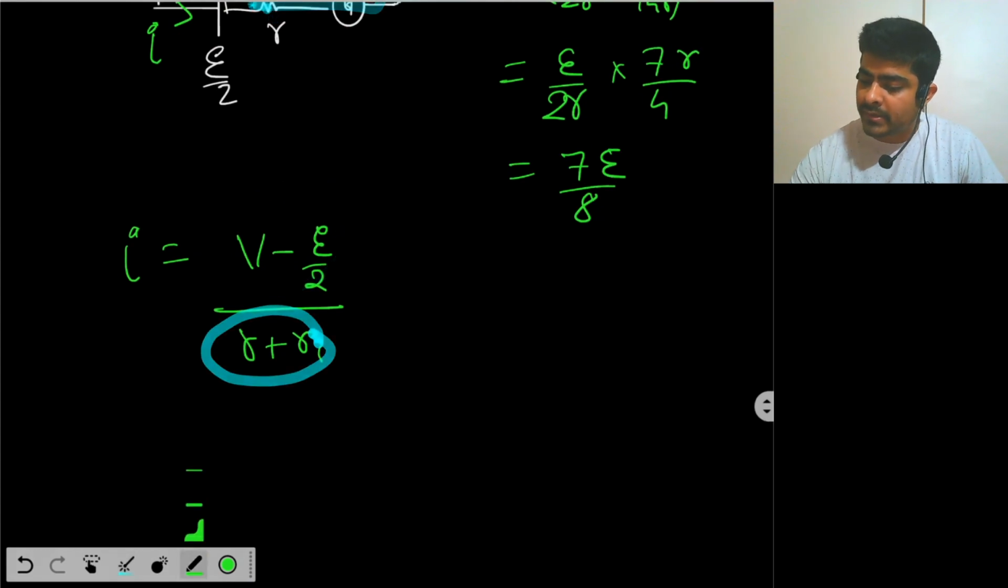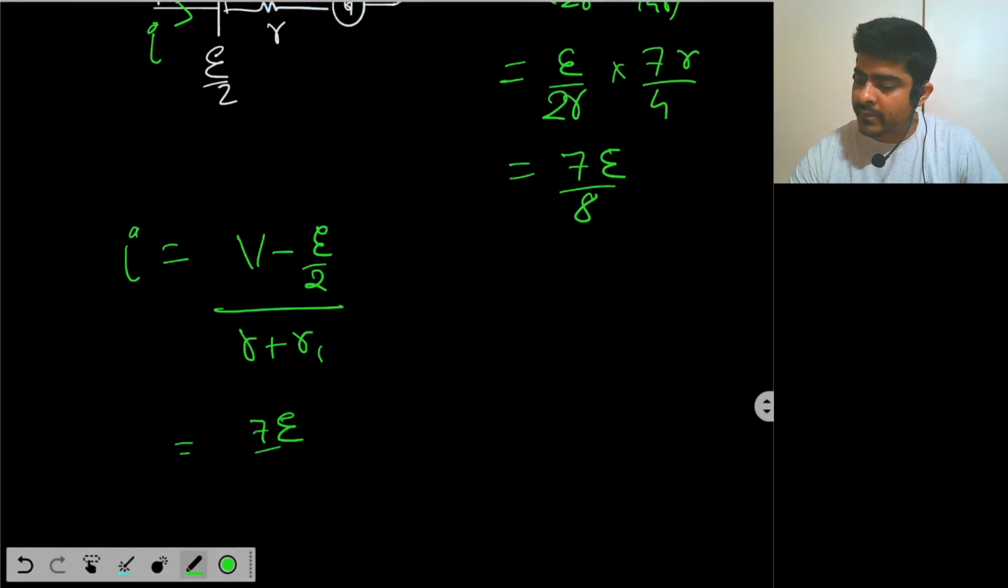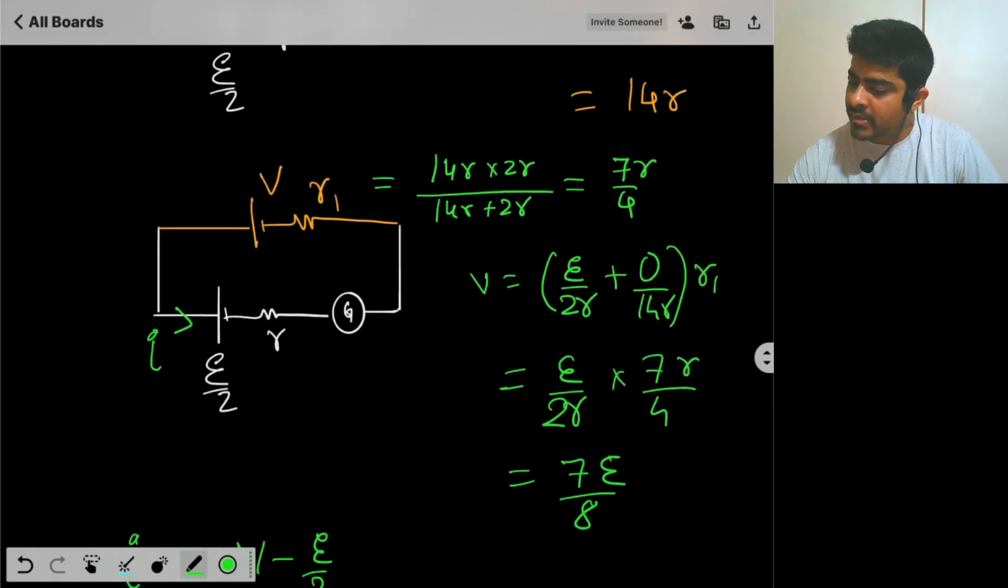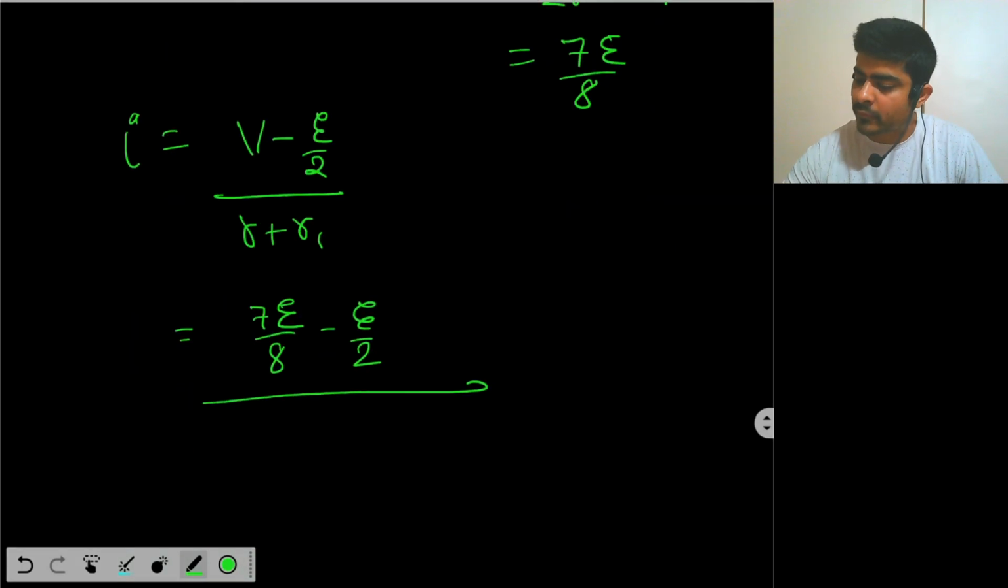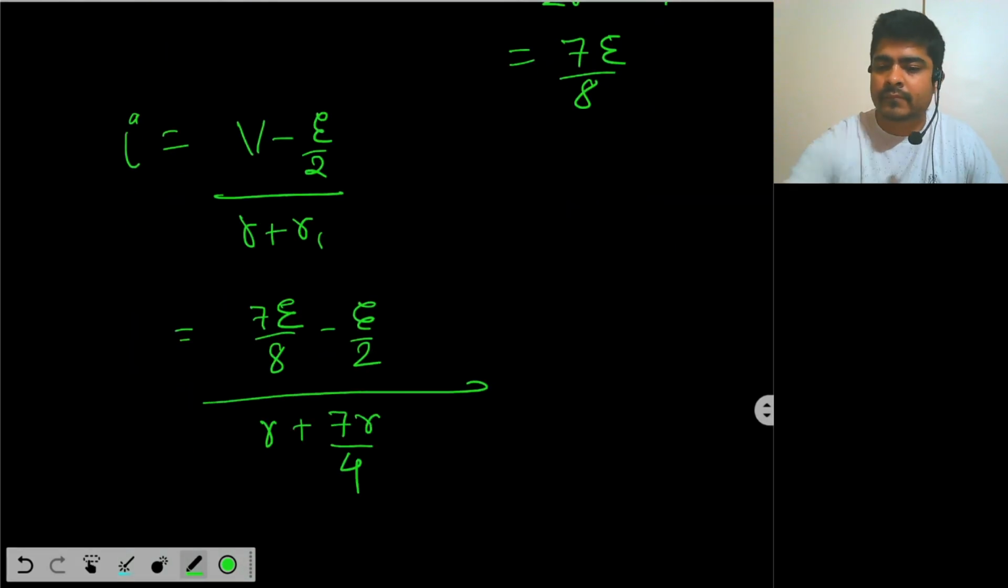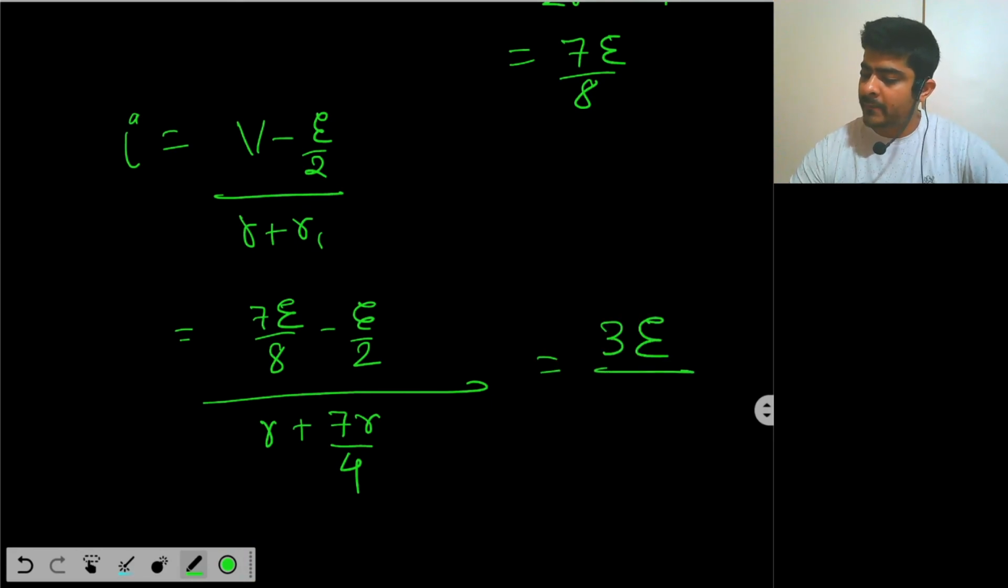So what do we get? This is equal to (7E by 8 minus E by 2) divided by (R plus R1). R1 is how much? 7R by 4. R plus 7R by 4. So this will be equal to 3E by 8 over 11R by 4, that is 3E by 22R. This is the net current through the galvanometer.